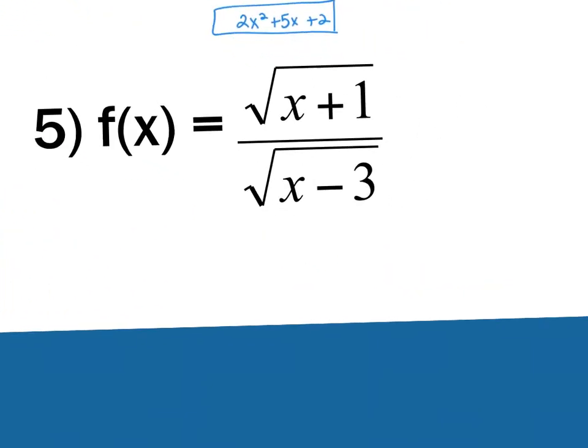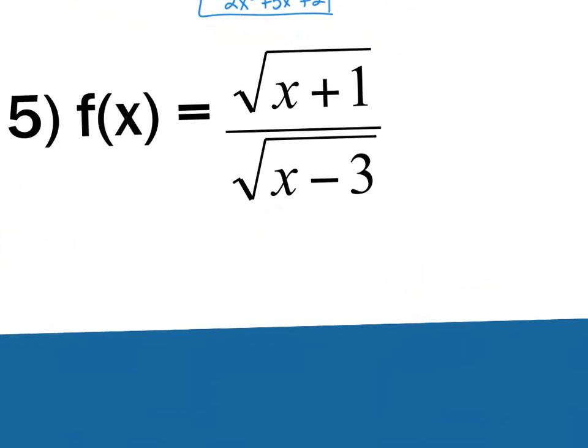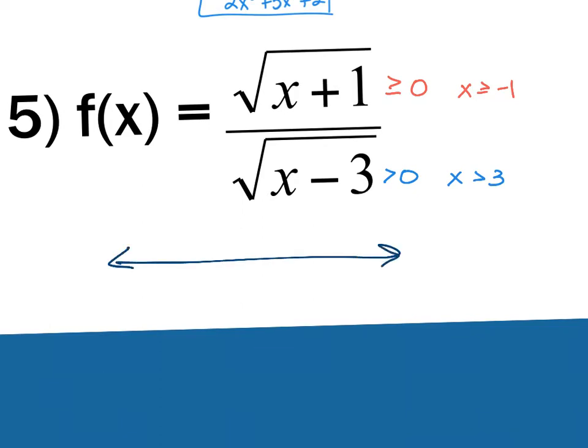Okay, 5. I've got both cases going on. I've got a square root in the top. This has to be greater than or equal to 0. And I've got a square root in the bottom. It has to be greater than 0. So my numerator gives me the restriction that x has to be greater than or equal to -1. My denominator gives me the restriction that x has to be greater than 3. So if I look at these two on a number line, greater than or equal to -1 is a solid dot on -1, everything to the right. The denominator says greater than 3. Open dot on 3, everything to the right.